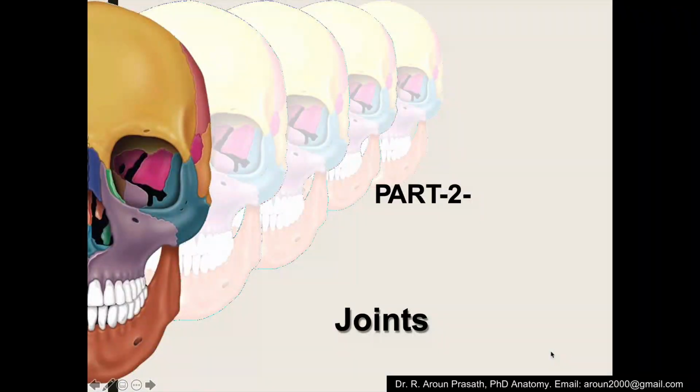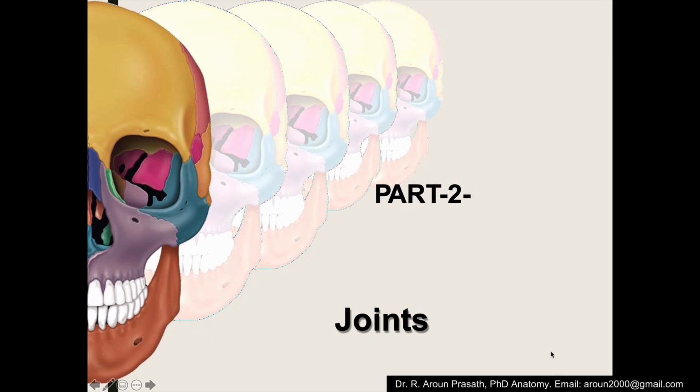In part 1, I will cover the basic introduction about joints, like various types of classifications. Then in the following lectures, we will be covering all the joints of the upper limb, then lower limb, and also we will try to cover the joints in the vertebral column.